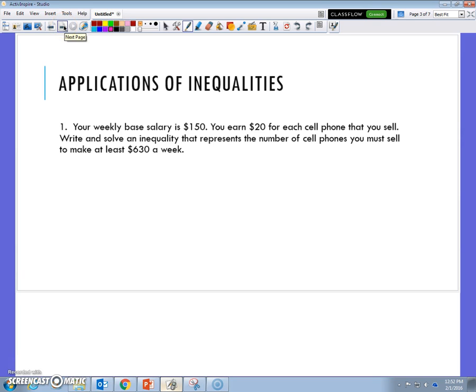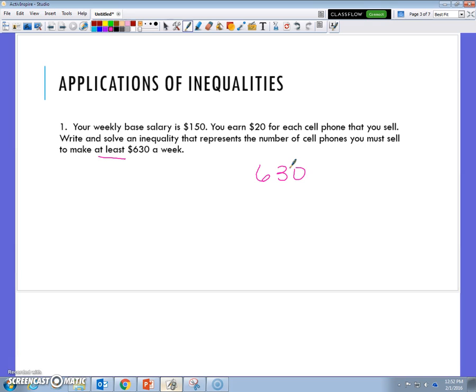It says your weekly base salary is $150. You earn $20 for each cell phone that you sell. Write and solve an inequality that represents the number of cell phones you must sell to make at least $630 a week. This is a lot like our equations, but this time we're doing inequalities. So what we're shooting for is 630, and it says at least 630 is what we need to make.